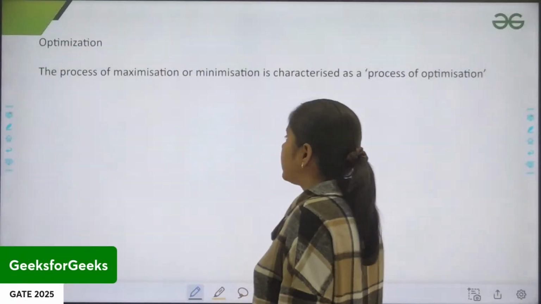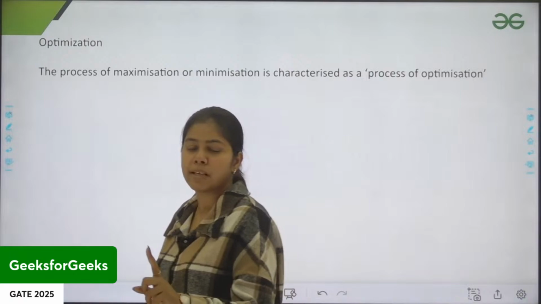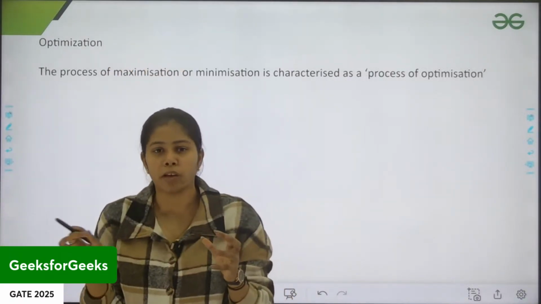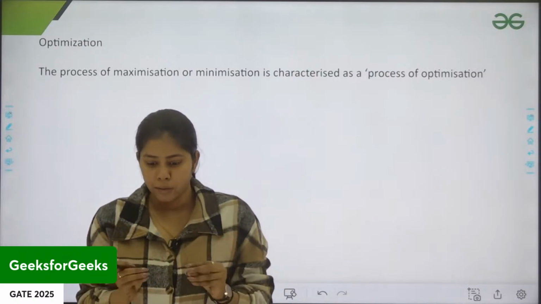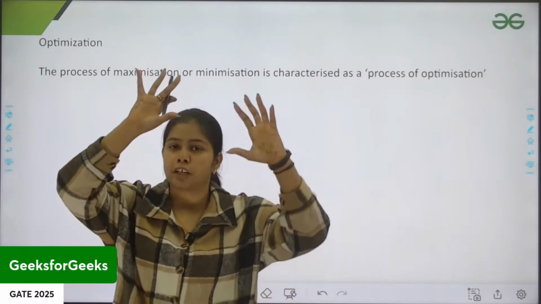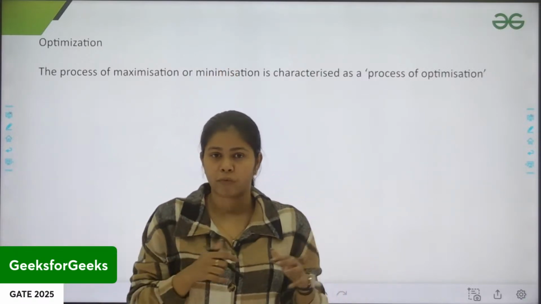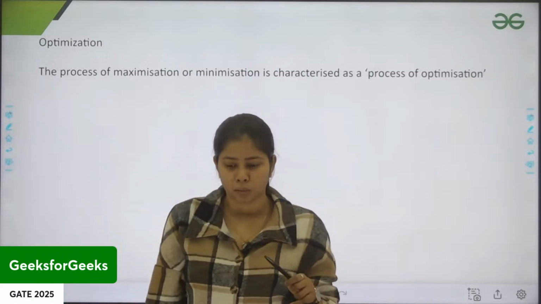So guys, the main thing we have here is optimization, the process of maximization or minimization. That means the process of finding out the maximum value or minimum value. We say that this is optimization. Right? I hope this is clear. That means for a function, we have to find a minimum value, which we are going to discuss for machine learning. This topic is in calculus as well.